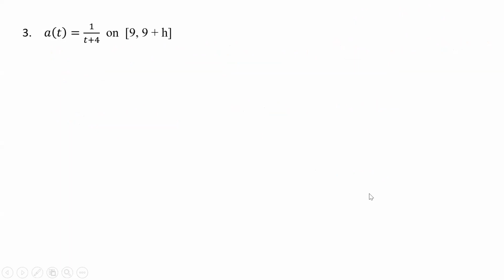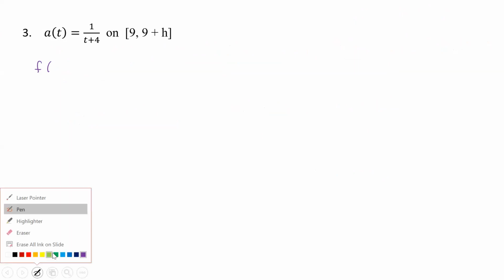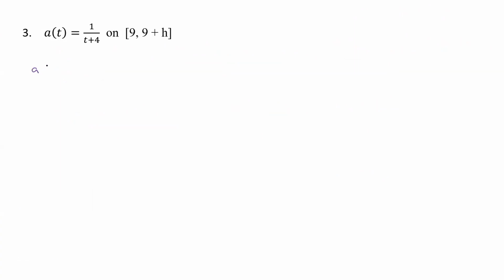All right, what about this one? Well, again, we're going to do just like we did last time. We're going to plug in the 9 plus h first, and then we're going to subtract off the 9 part and go from there. So what we have is, if we want to write it out, we have a now, we're not doing f's this time. So we have a of 9 plus h minus a of 9 all over 9 plus h minus 9. Okay, and so what does this give us?